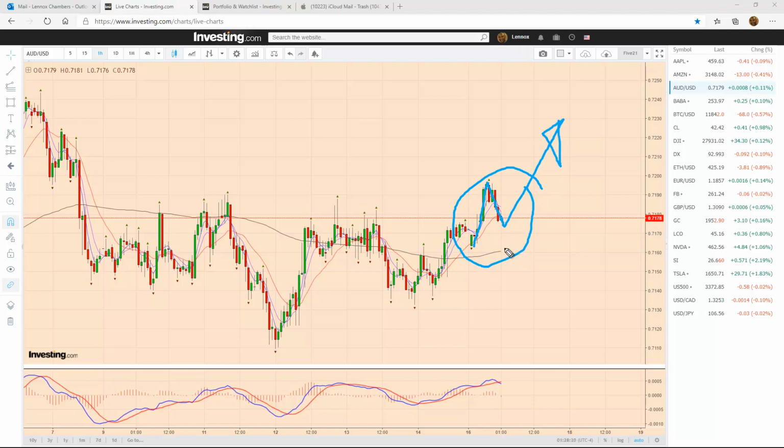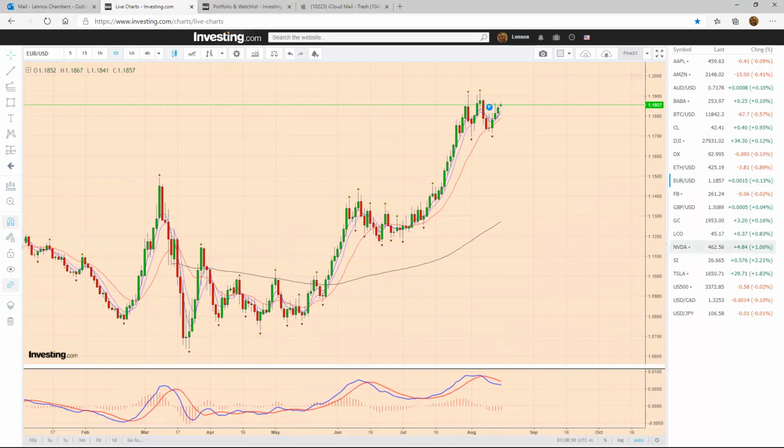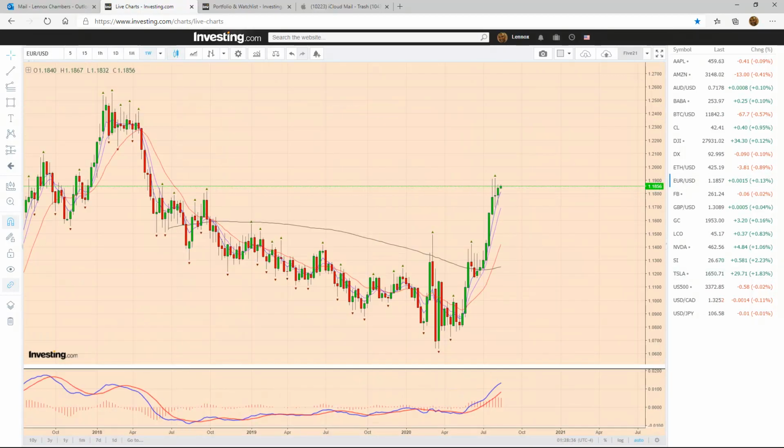And all that depends on continued weakness in the US dollar. Okay, so that's Aussie. Let's take a look at the euro. The euro is going to be doing exactly the opposite of what the US dollar is doing. So let's go to the weekly on that one so we can see to the left. And here we go. We just broke through. We're right at and breaking through resistance at this point.